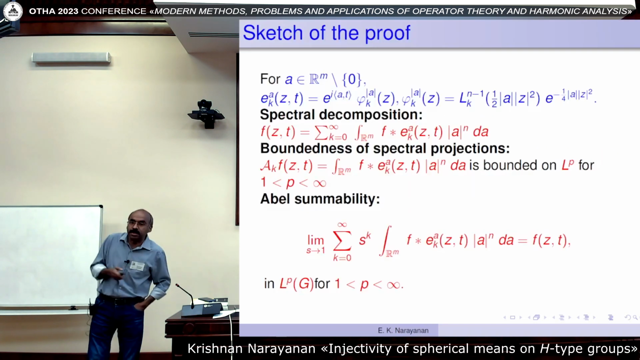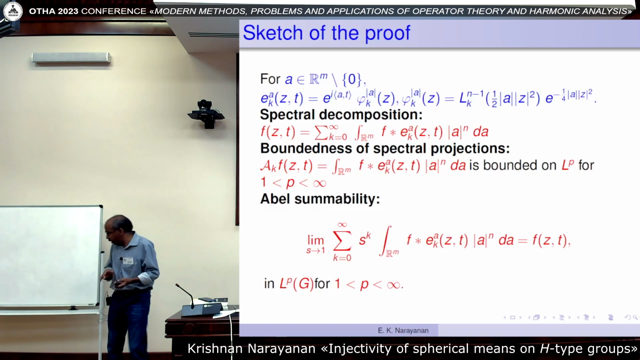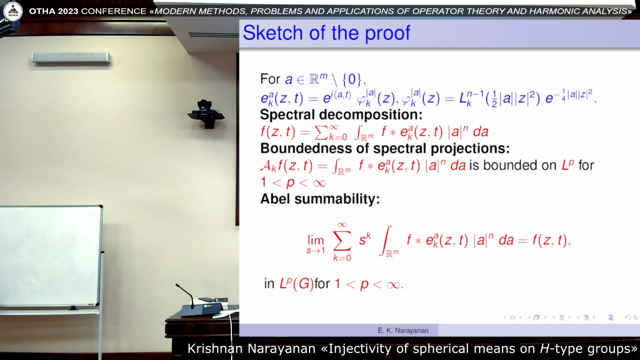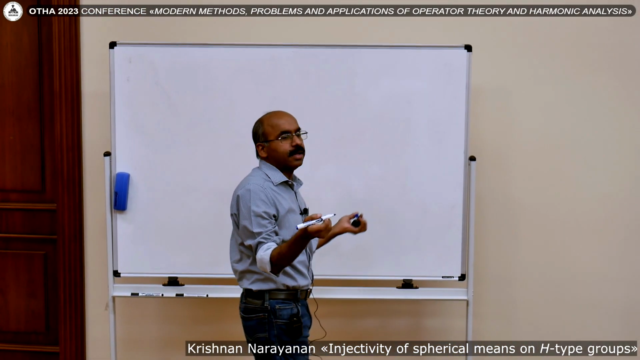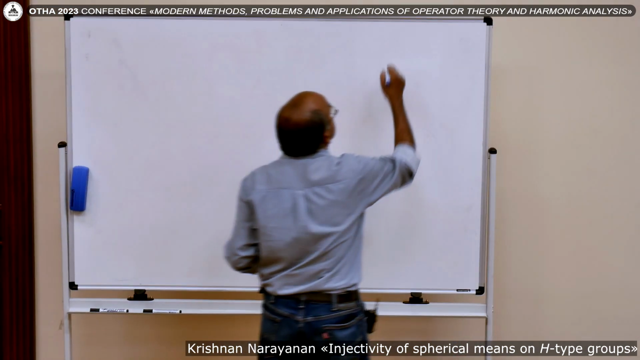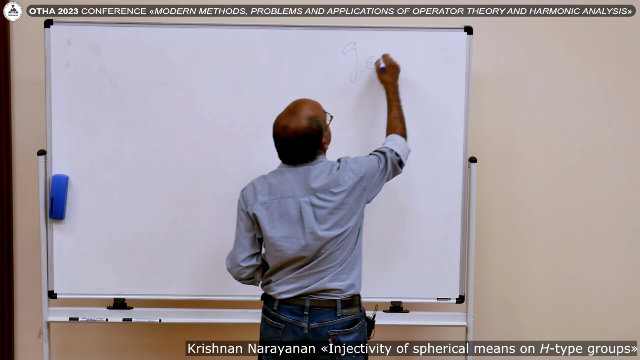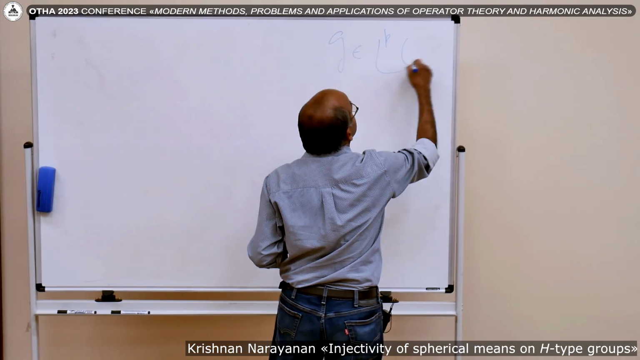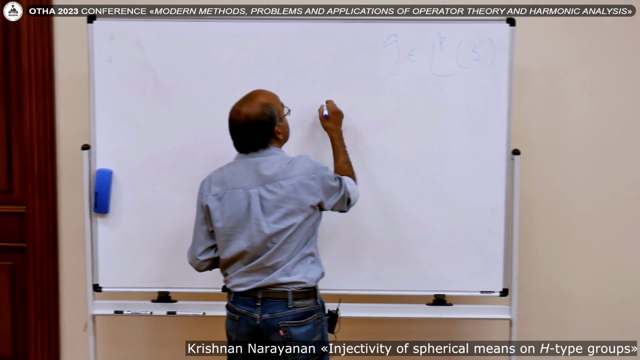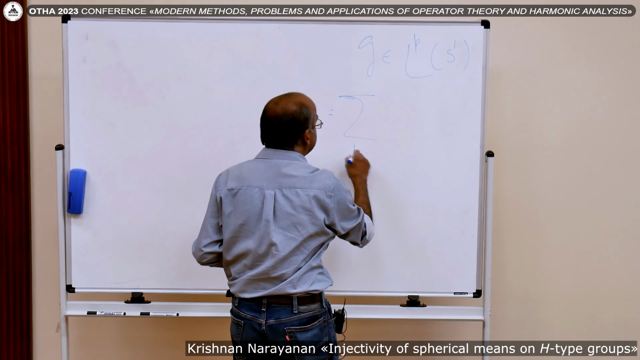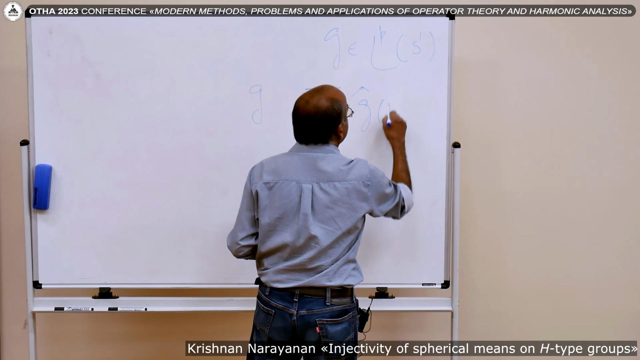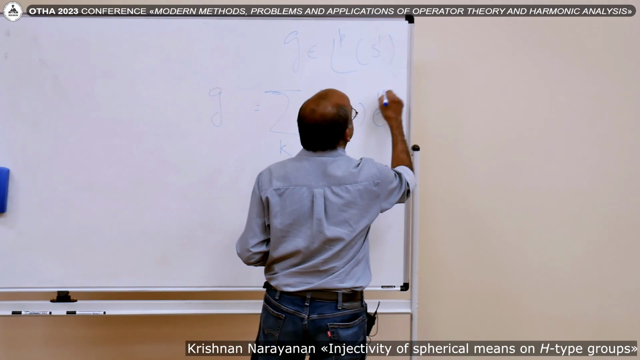So let's see the sketch of the proof. This is quite simple. To make sure that one can follow these steps, we'll do this for the circle, which is the simplest case. So think of a function g in, let us say, LP of the circle. This has a spectral decomposition, right? So what is the spectral decomposition? This is the Fourier series, g hat k e to the i k theta, right?